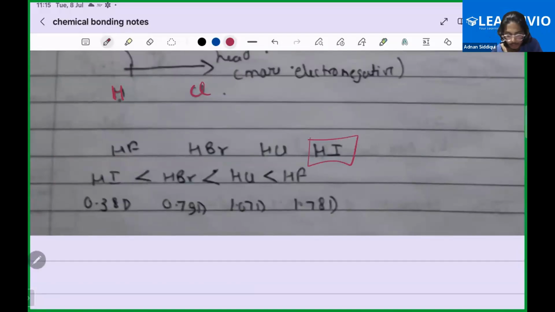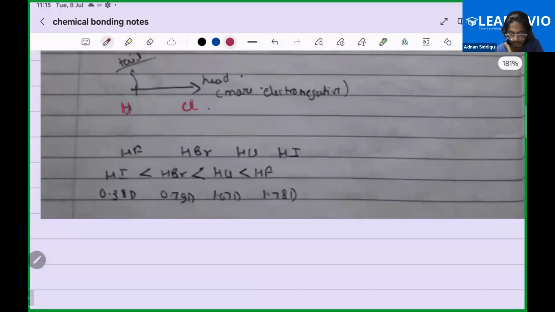For HI, the dipole moment is more or not? The dipole moment is least for HI, then HBr, then HCl, then HF. What could be the reason for this? Let me draw. This is your HF. This is your HBr. This is your HCl. This is your HI. Why is the dipole moment for HF the most?